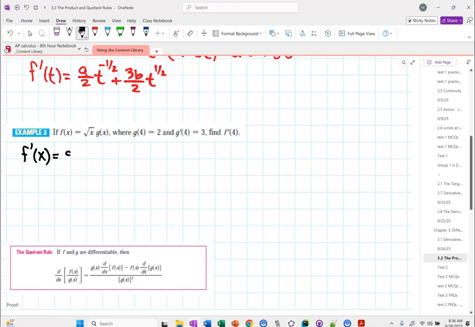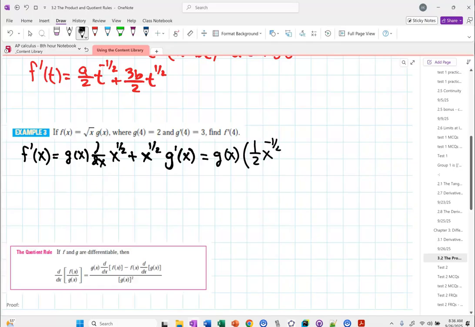So we're going to have g of x times the derivative of x to the 1/2, plus x to the 1/2 times, well, do it this way, the derivative of g. Just write it that way. Everybody okay? And the derivative of x to the 1/2 is 1/2 x to the negative 1/2. And then I'm not touching the other piece. That looks fine the way it is. Everybody feel okay with what I did?